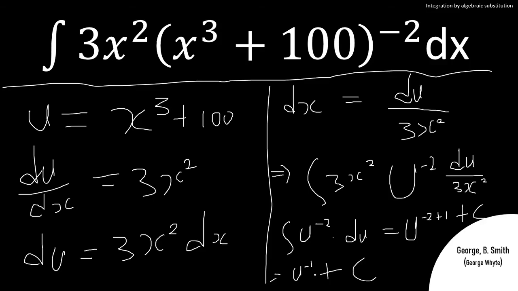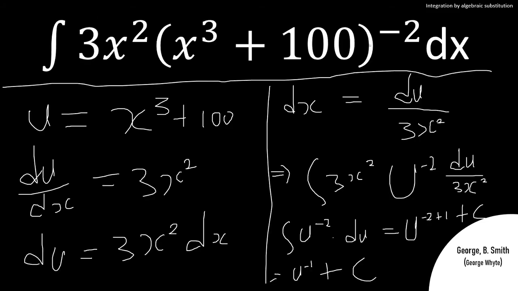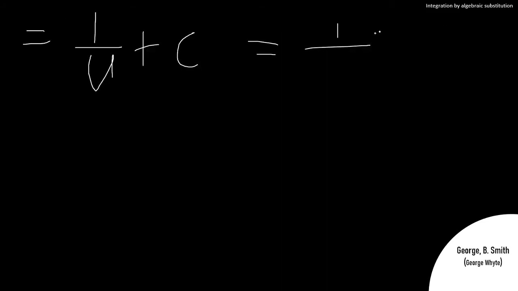But remember, u raised to the power of minus 1 can also be expressed as 1 over u, then we have a plus c. But in place of u, we can put the value of u, and the value of u is x cubed plus 100, so this becomes 1 over x cubed plus 100, and we have a plus c somewhere. So that's for the second question. We have our result with 1 over x cubed plus 100, which is the same procedure as the other one.